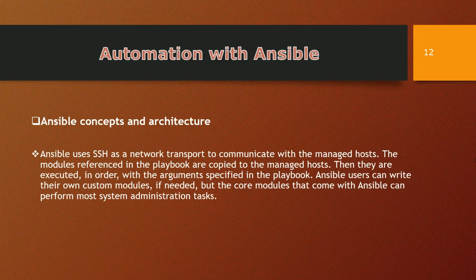While the playbook is running, your complete copy module will be copied from your control node to the managed host. Suppose I'm using the yum module. So first the yum module will be copied from your control node to all your managed hosts, and then it performs the task. I'm just reading. The modules referenced in the playbook are copied to the managed host. Then they are executed in order with the arguments specified in the playbook.